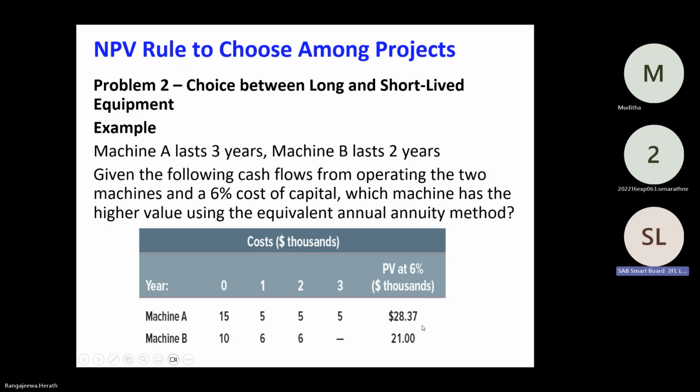Now here we have 28.37 and 21, the present value of the cost. We cannot compare these directly, so we need the annual equivalent value. That is the equivalent annual cost, which we can take as the annual equivalent cost.